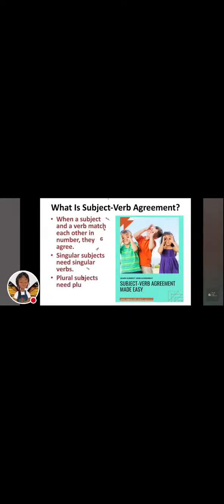Before starting, let us understand what is subject-verb agreement. So, when a subject and a verb match each other in number, they agree. Singular subjects need singular verbs, and plural subjects need plural verbs.